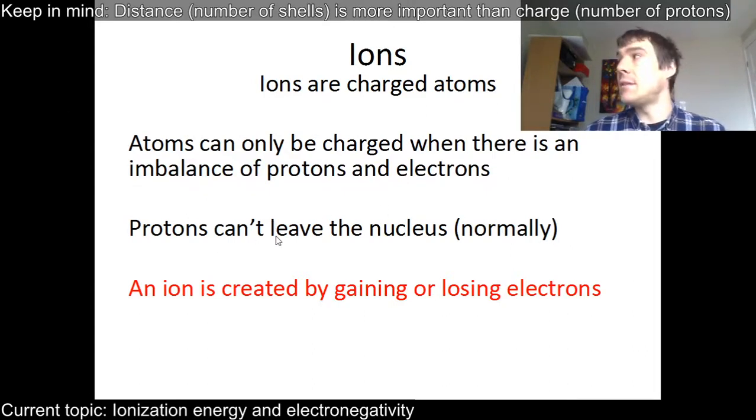Protons can't leave the nucleus. If the proton number changes, you've got a different element. So we don't talk about changes in proton number. We only talk about changes in electron number. So ions are created by gaining or losing electrons. An atom that loses electrons becomes a positive ion. An atom that gains electrons becomes a negative ion. We'll talk more about that when we talk about naming, which is the next video.